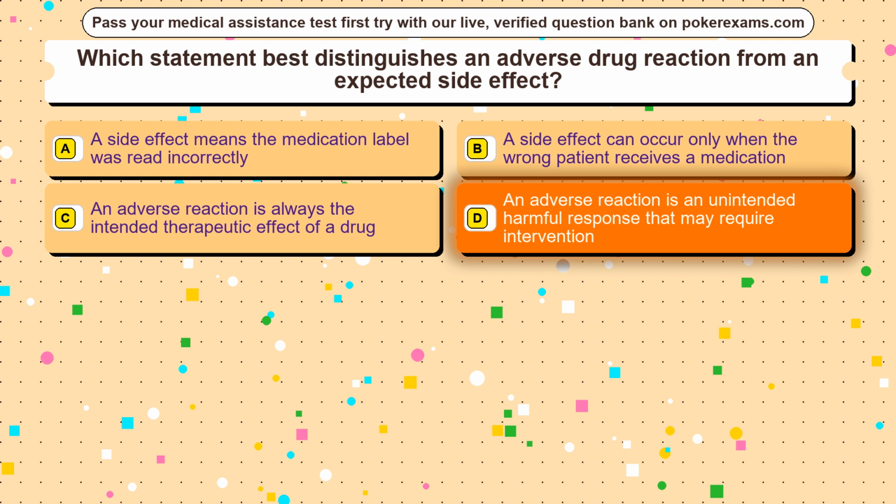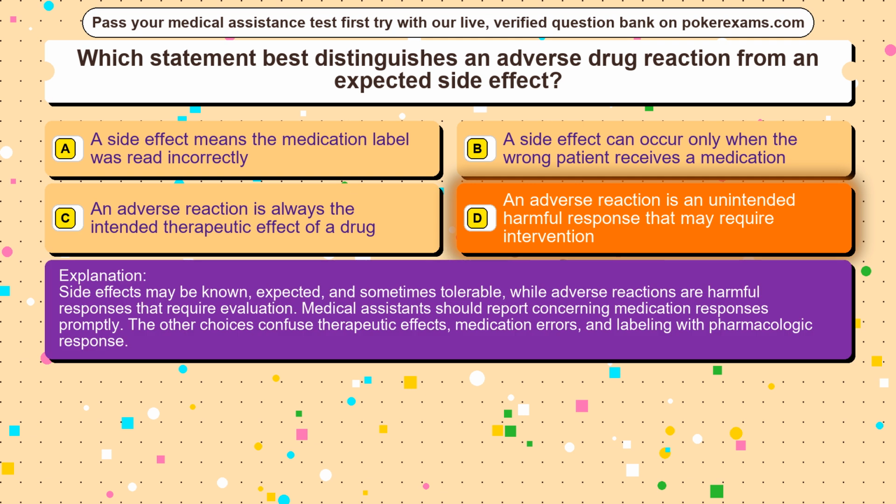The correct answer is option D, an adverse reaction is an unintended harmful response that may require intervention. Side effects may be known, expected, and sometimes tolerable, while adverse reactions are harmful responses that require evaluation. Medical assistants should report concerning medication responses promptly. The other choices confuse therapeutic effects, medication errors, and labeling with pharmacologic response.